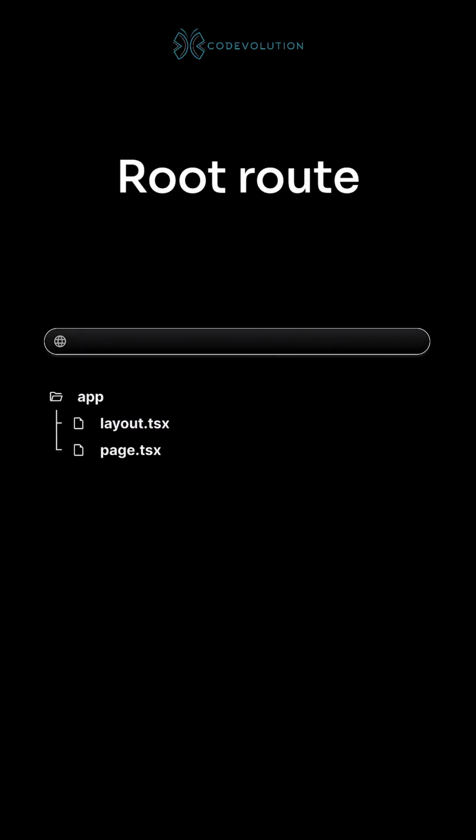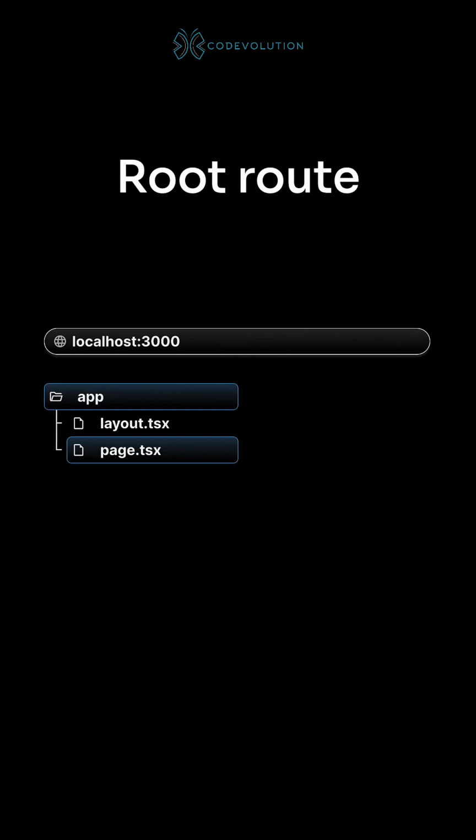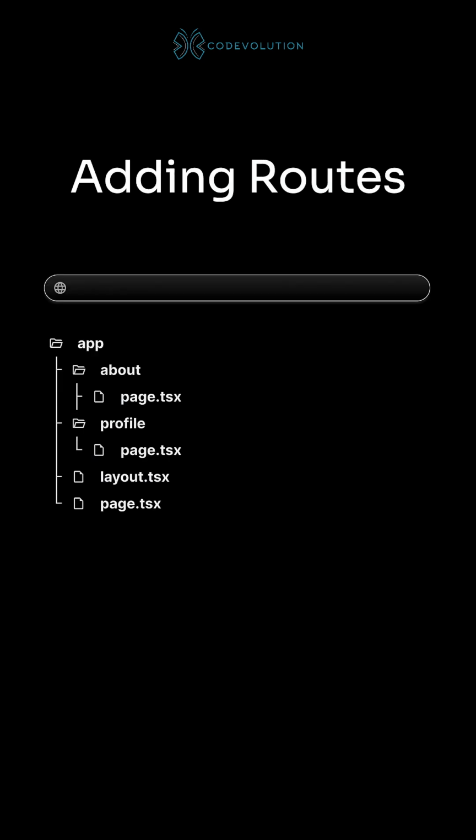At the heart of the routing mechanism is the app folder with a special file, page.tsx, which maps to the root of your domain. Creating folders within the app folder maps to segments in the URL. Nesting about and profile with a page.tsx will map to /about and /profile.